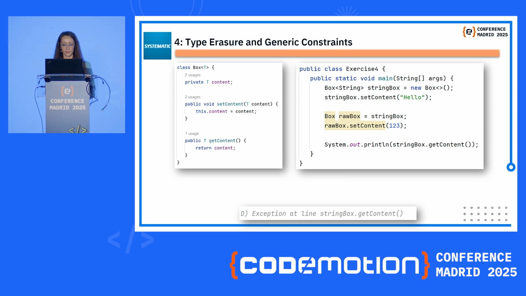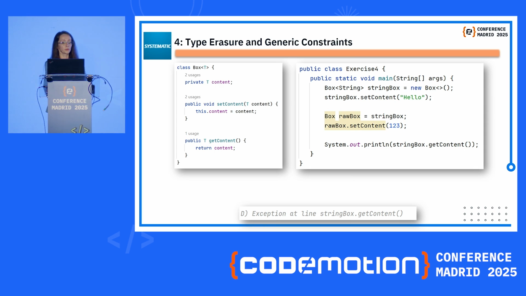This is how it works. Assigning a raw type to a generic variable allows setting content of different types. When we try first to set a string, then an integer, nobody complains at that moment. When raw box set content is triggered with the 123 value, there is no compile time error.